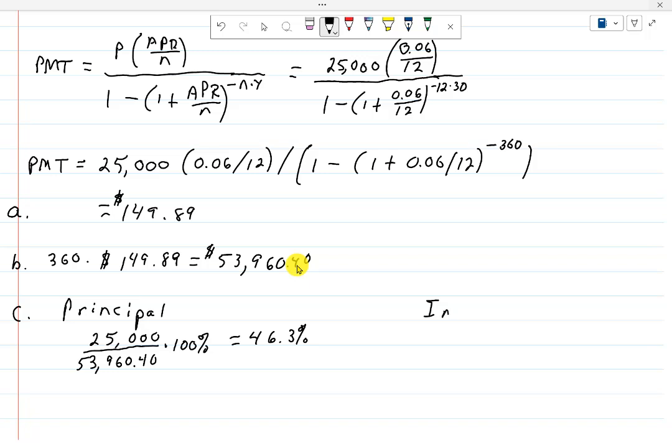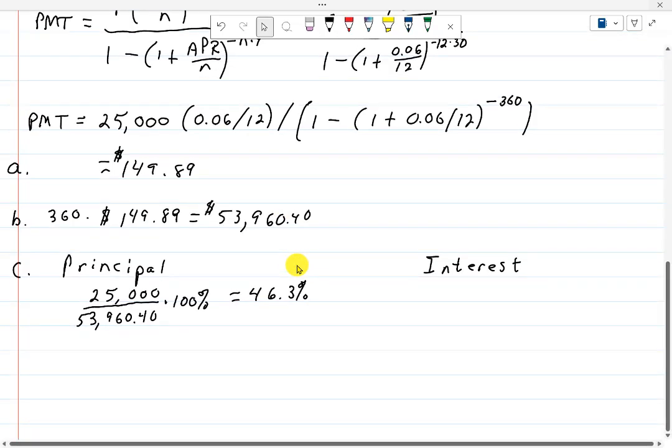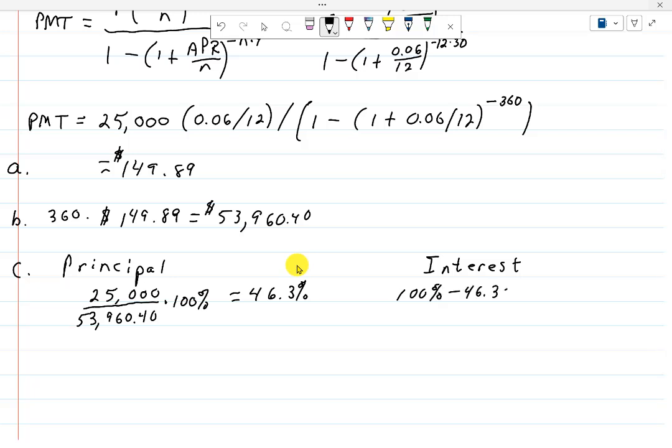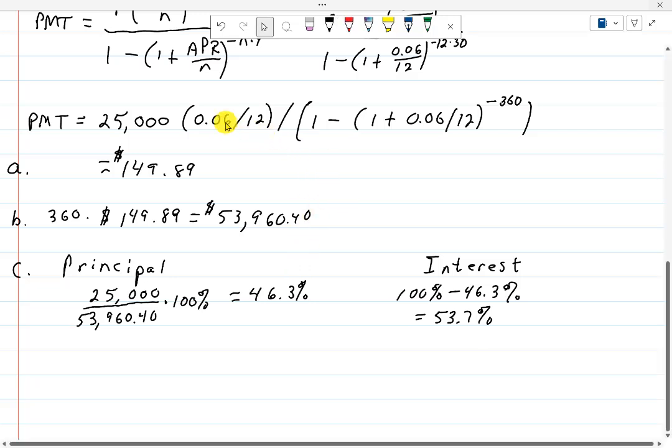And the interest is the rest. The interest is basically what you paid to the bank as a fee. So to get this, all I got to do is subtract the other percentage from 100%. And it looks like I'll have 53.7% when all is said and done. So I spent more on interest than I did on the loan itself. And usually a big factor of that has to do with the percent that you're paying, the 6%, plus the length of time that you spend paying it.